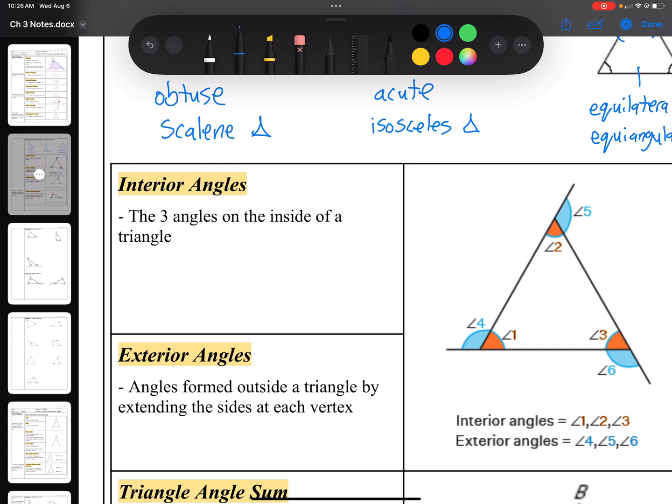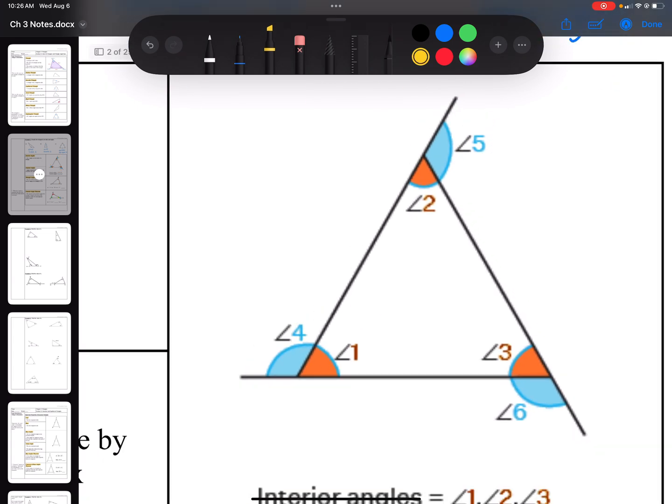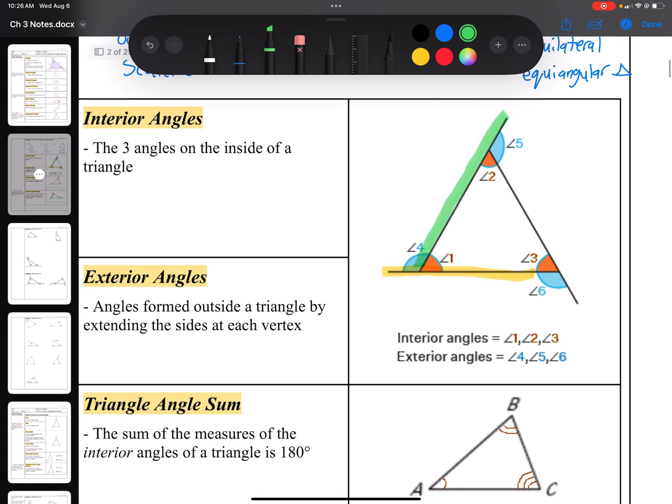But imagine at each vertex, what if you extended the line of the triangle a little bit? Then you would form these exterior angles here, here, and here. Those are called exterior angles. And again, they took, for example, this line right here, and they just stretched it out. They took this side of this triangle and stretched it out, and so on, to form those exterior angles.